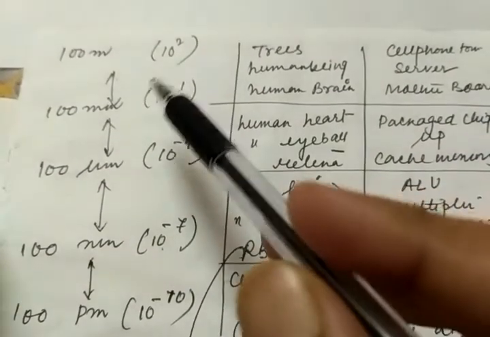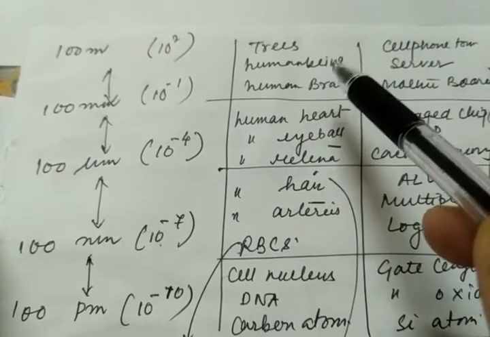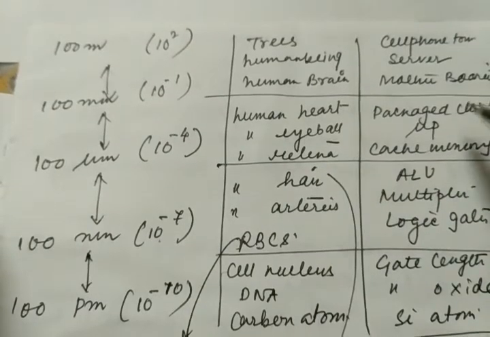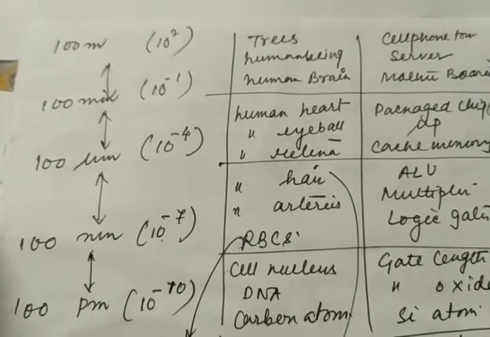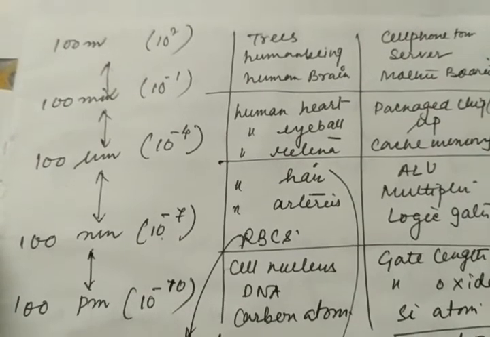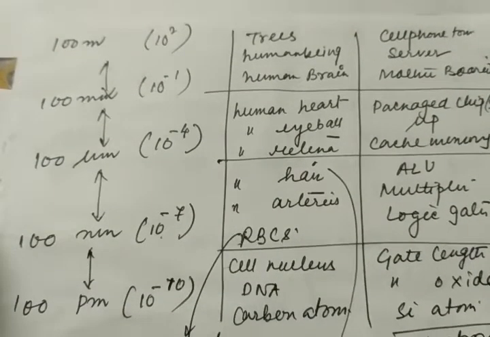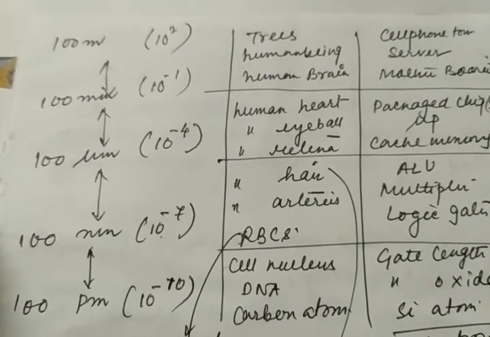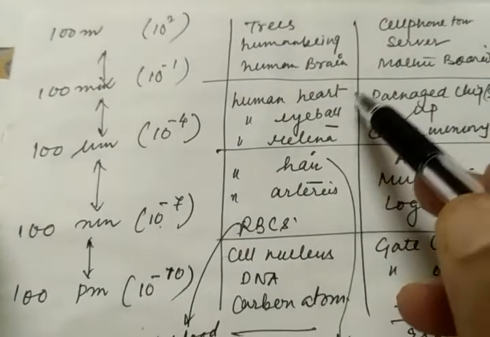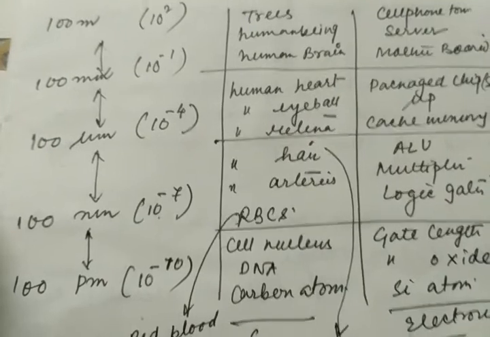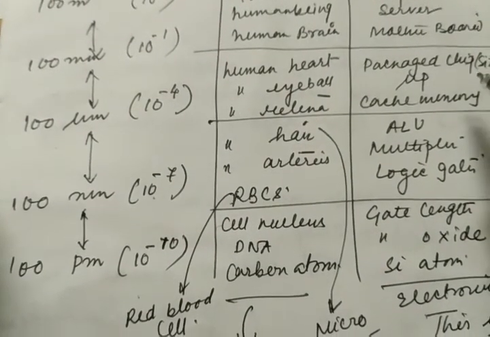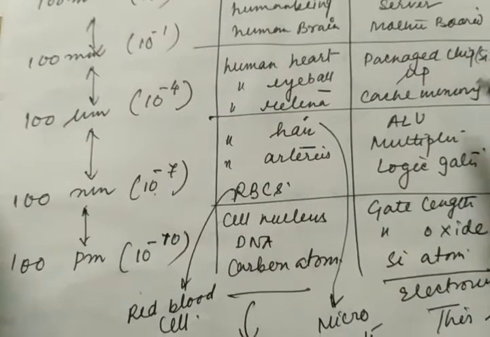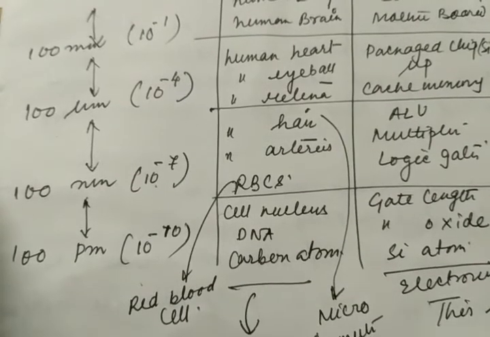Okay, so when this was 100 meter, we can say in biology these are trees, human being, human brain, etc. And in electronics we can say the cell phone, server, motherboard. Please think about the size. Okay, so it belongs to the macro technology. And after that, when we are entering the meso technology, this is human heart, eyeball, retina. We can easily take the example. And in terms of electronics, please see the change, that is package chip, microprocessor, cache memory, etc. Think about the size, and after that it's going to more tiny.